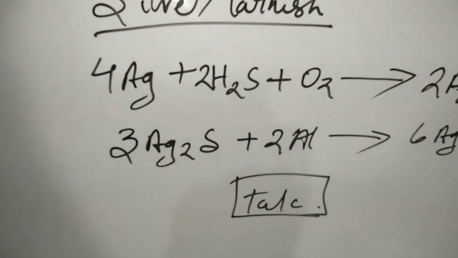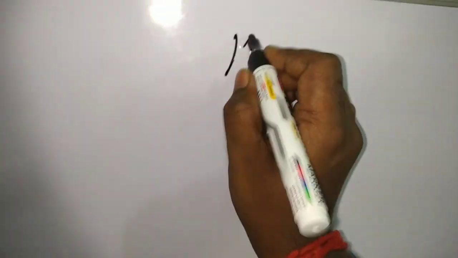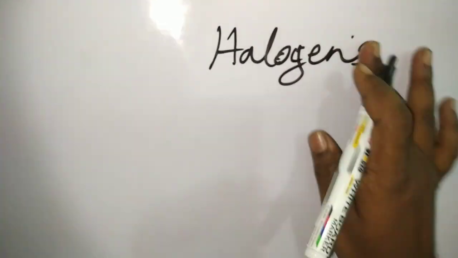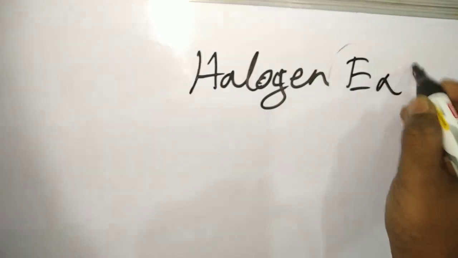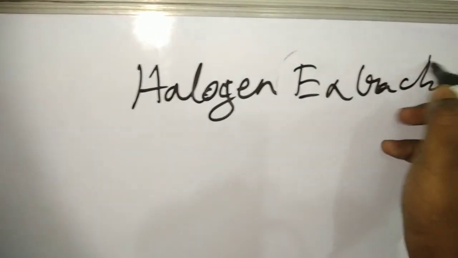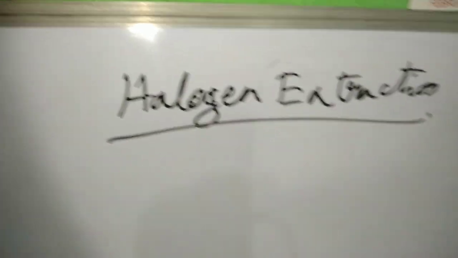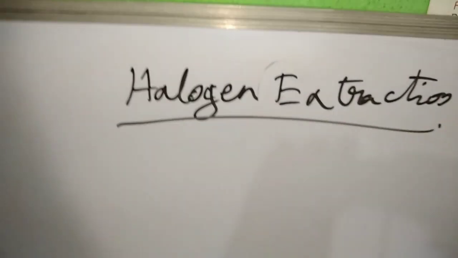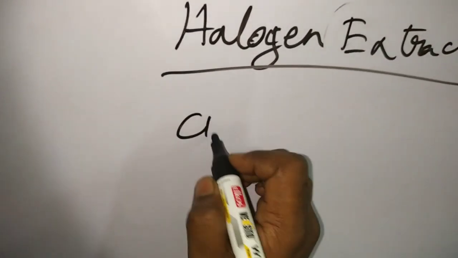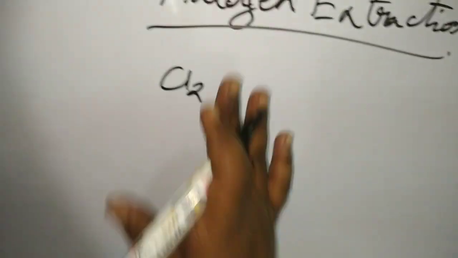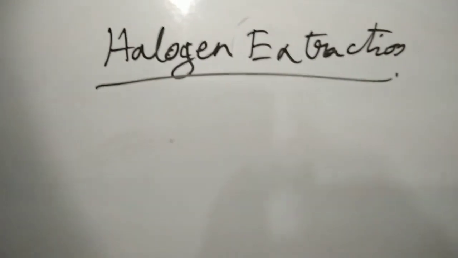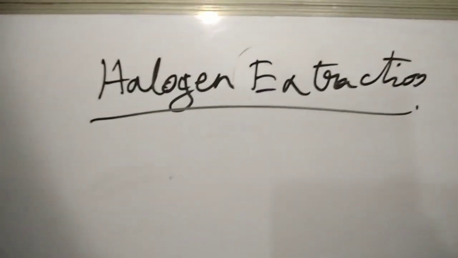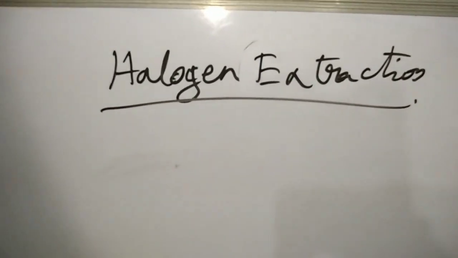Okay students, the last one, halogen extraction. So we saw the metal extraction. Now we will see how halogen is extracted. The common example is extraction of chlorine. Okay students, I will show you the industrial process of extraction of chlorine, how chlorine is extracted.